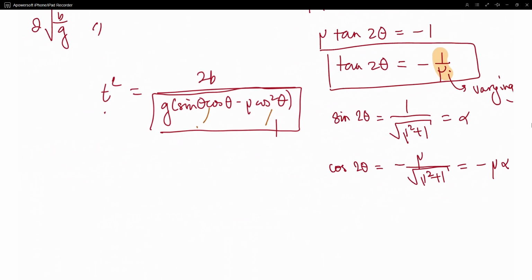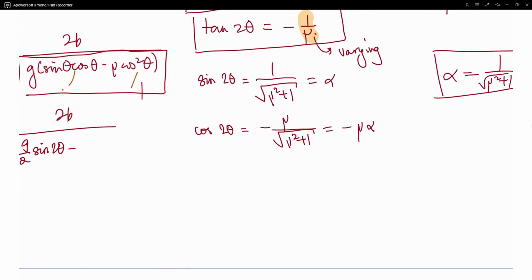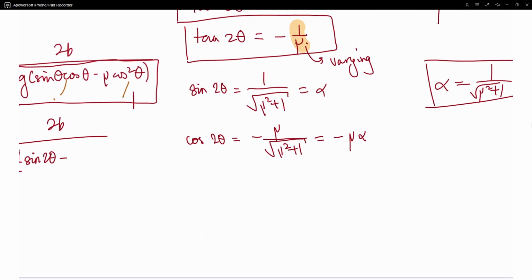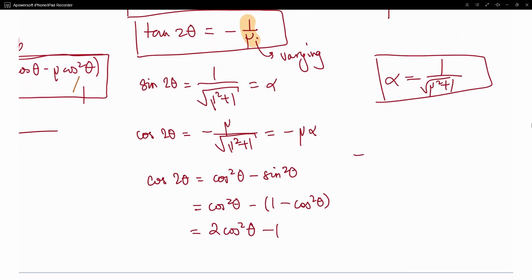And we are basically very close to the solution already. This is simply 2b over g over 2 sine 2 theta negative mu cos squared theta. We have to find out what's cos squared theta. If you remember this formula, cosine 2 theta is actually cosine squared theta minus sine squared theta, which is cosine squared theta minus 1 minus cosine squared theta, which simplifies to 2 cosine squared theta minus 1. Then you can find out what's cosine squared theta. So negative mu alpha is 2 cosine squared theta minus 1. Cosine squared theta is 1 minus mu alpha over 2.